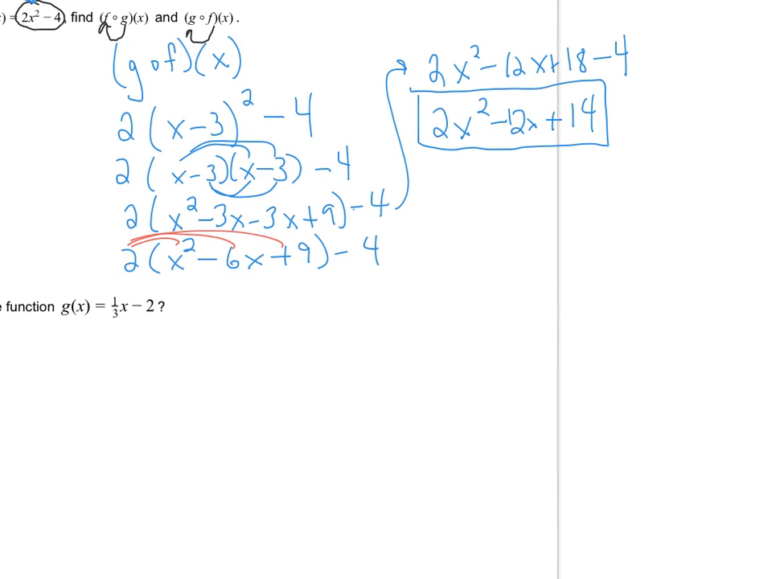So even though the compositions were of the same two functions, obviously one was a lot easier. One we just had to basically subtract a number. This one we had to FOIL, distribute, and do all this other kind of good stuff.